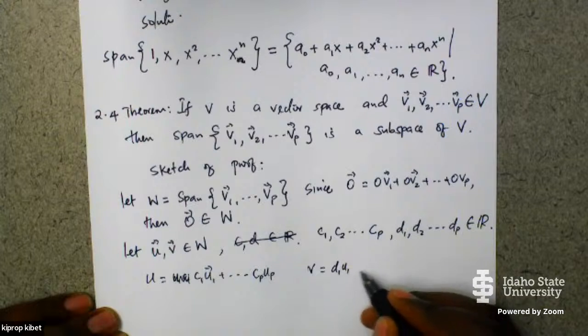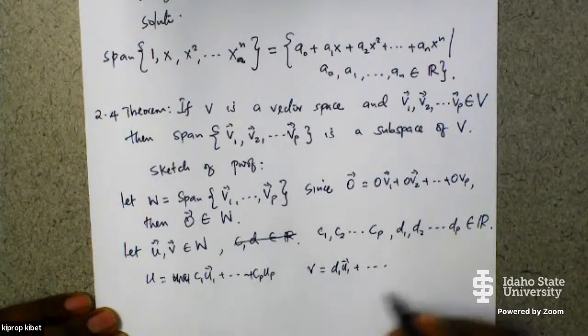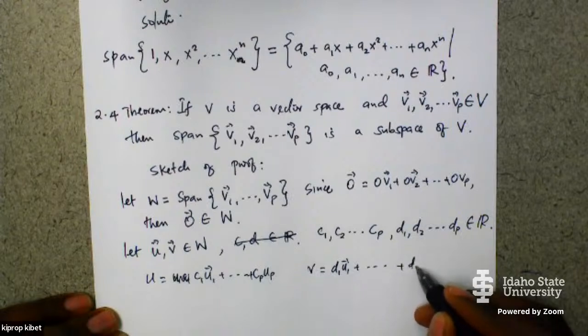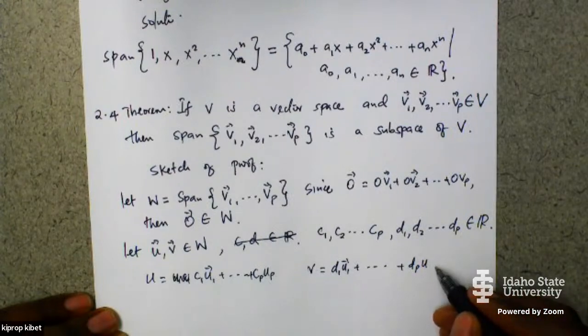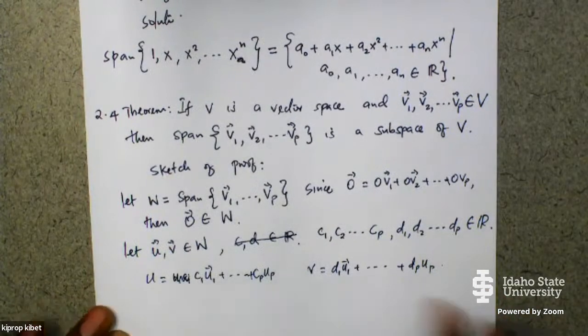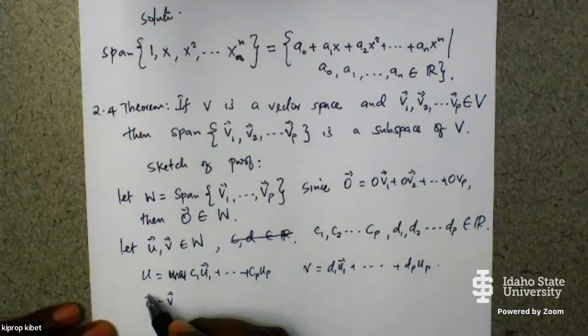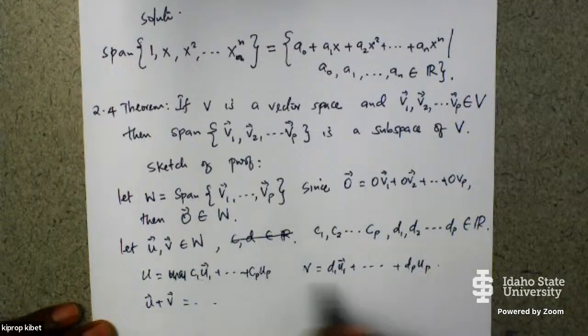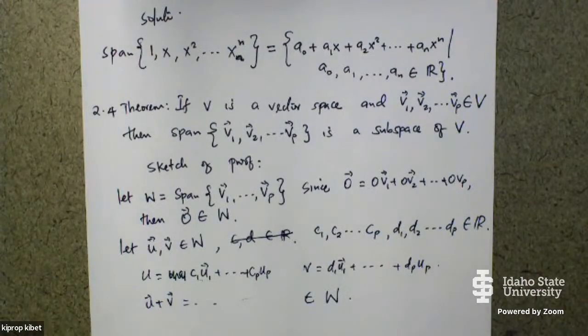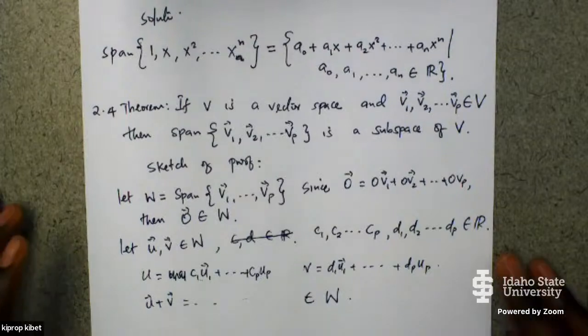And then also you can let V be equal to D1 U1 plus all the way to DP UP. Then you add the two of them, U plus V, which is the addition of this, and all these are elements of W. So therefore, using the subspace test, the span of this is a subspace of V.